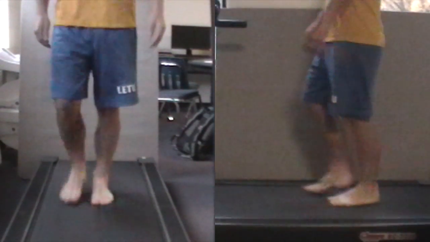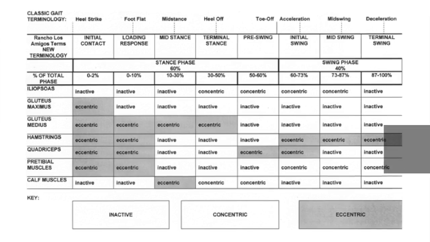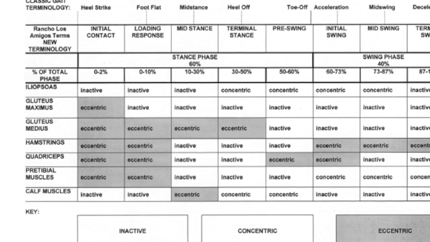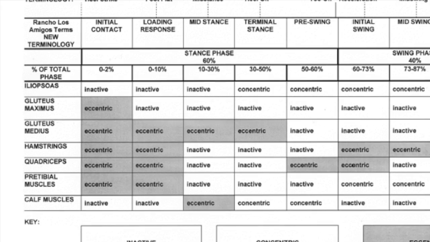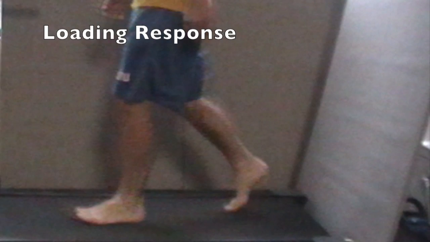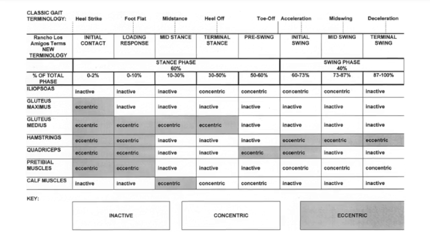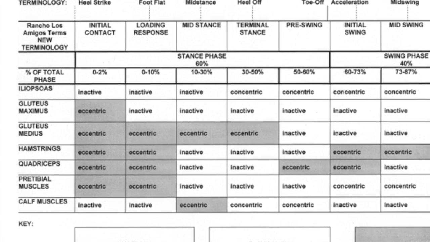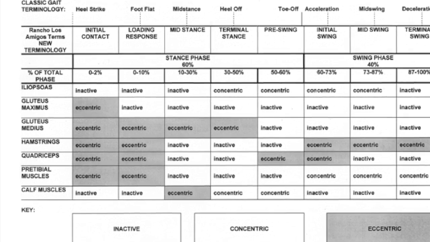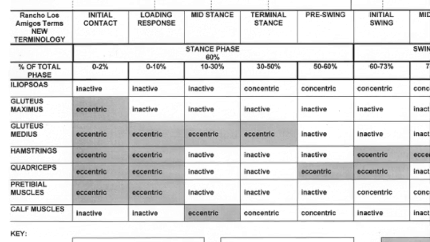In the initial contact phase, the gluteus maximus and medius, rectus femoris, vastus lateralis, biceps femoris, and tibialis anterior are active. All of the muscles during this phase are eccentric. The following phase, loading response, is relatively the same as the previous, only excluding the gluteus maximus. The next phase is mid stance, which only has the gluteus medius and calf muscles, which consist of the soleus and the gastrocnemius. All of the muscles active in mid stance are eccentric.